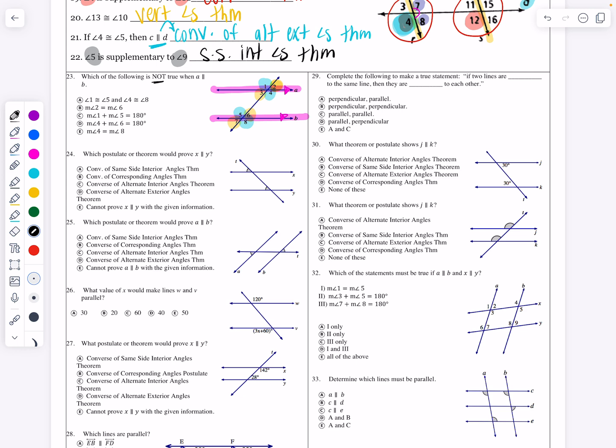1 is congruent to 5, so far that's true. Those are both blues. And 4 is congruent to 8. Those are both blues. So so far that one's true. So I know it's not going to be that one. We're looking for which one is false.